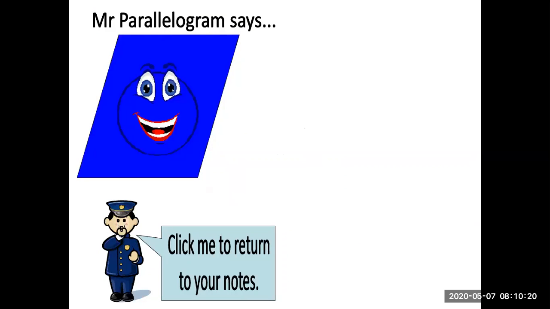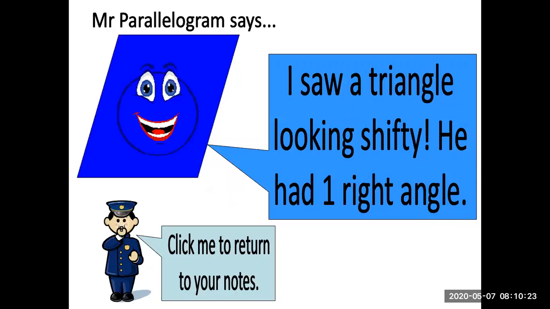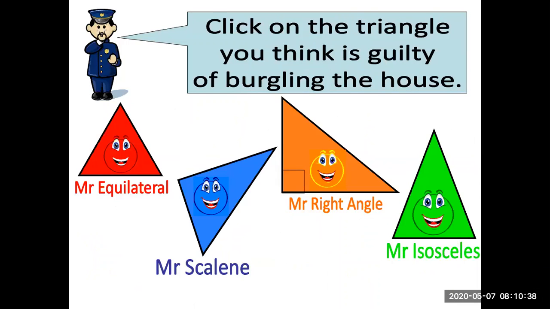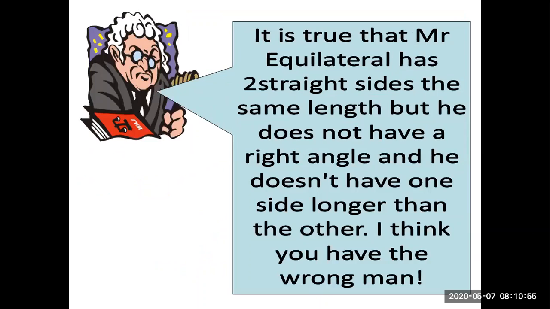Mr. Parallelogram says, I saw a triangle looking shifty. It had one right angle. Mr. Parallelogram said the triangle had one right angle. Click on the triangle you think is guilty of burgling the house. Before we go on clicking, let's take a look at all the evidence once again. So we head to the court for the judge to decide the guilty one.